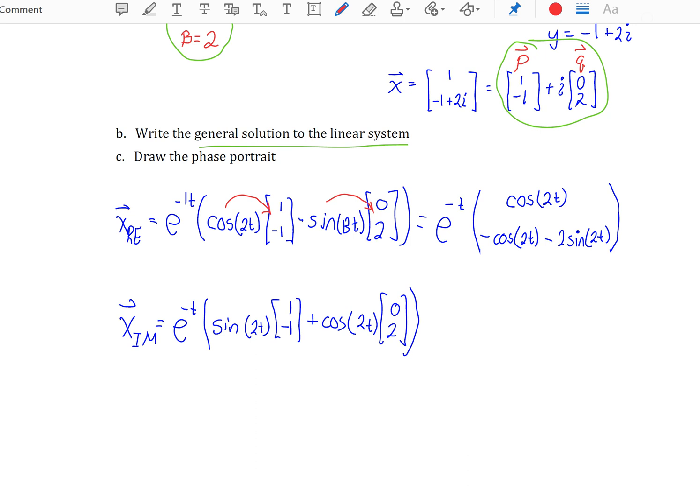And again, we'd like to write this as a single vector quantity, so let's distribute the sine term and the cosine terms into these vectors, and then add your two vectors to get e to the negative t times the first component, which is going to be sine of 2t. The second component is going to be negative sine of 2t plus 2 cosine of 2t.